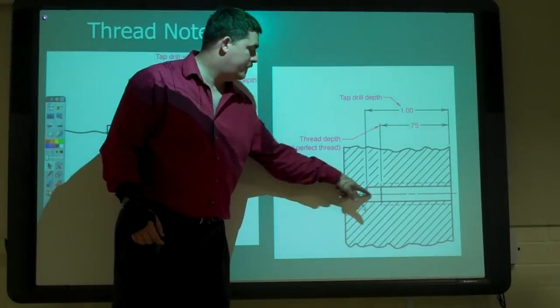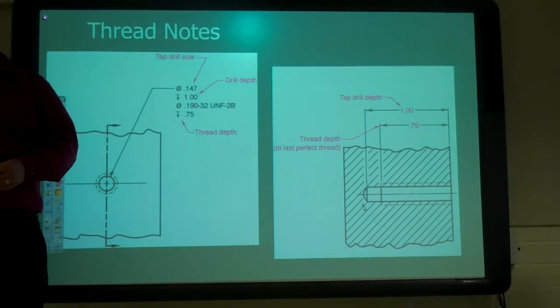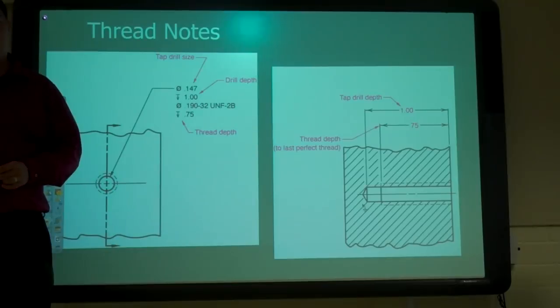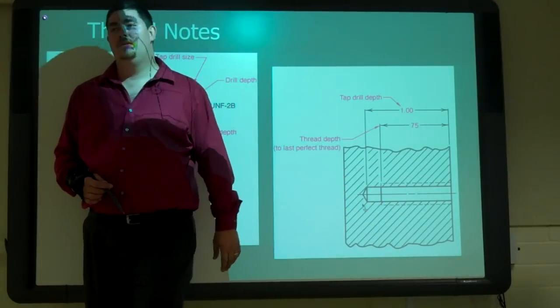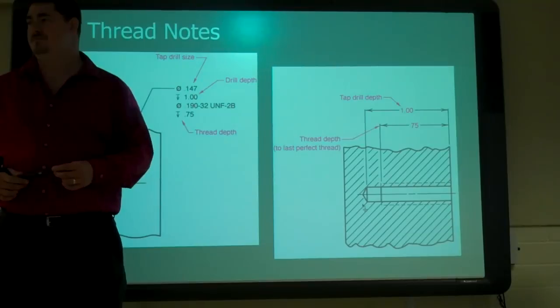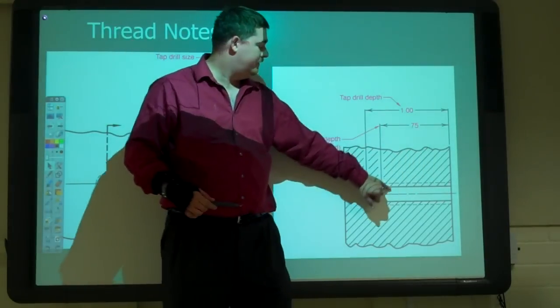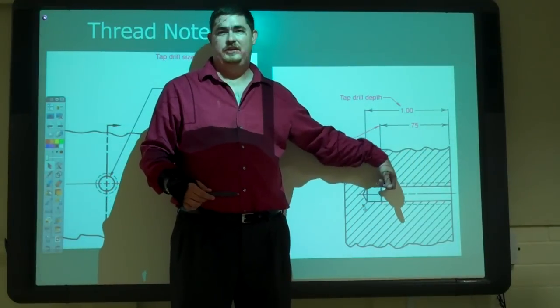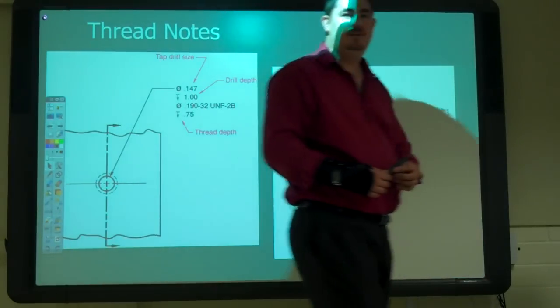Why do we leave extra space? Why not make the threads go all the way to the end of the hole? Well, the tap started threads on the end of the hole. So this 175, that's the last good thread that you can use. Why do we leave extra space at the end?